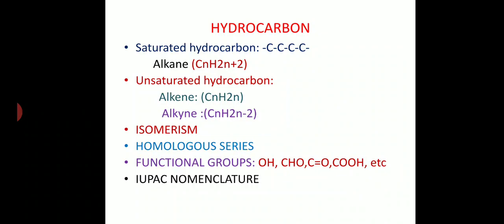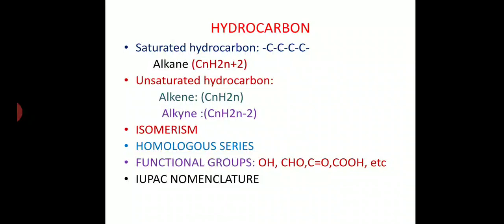Now homologous series, it is a series of a family of organic compounds in which successive members differ by a CH2 group, right? So example, if you take methane, ethane, propane, butane, the difference between two compounds is CH2. That is homologous series. What do you mean by functional group? It is a group which is attached to the carbon chain, which largely determines the property of the compound. Example, OH alcohol, CHO aldehyde, C double bond O ketone, COOH carboxylic acid, etc. And more functional groups you will be learning in 11th class.